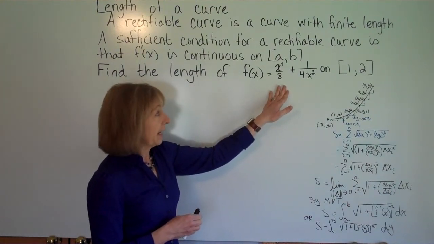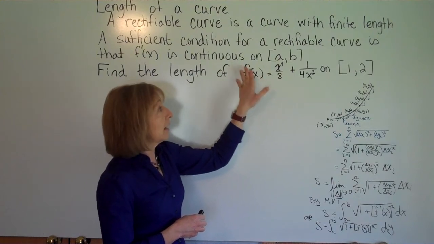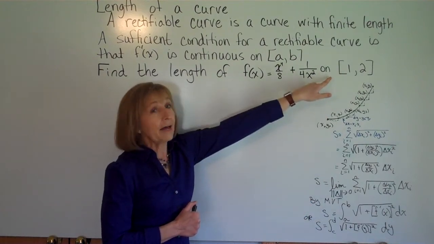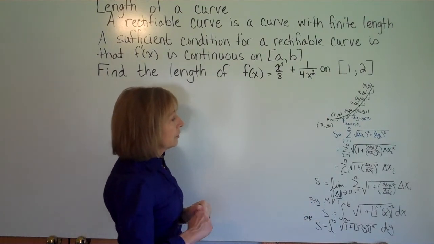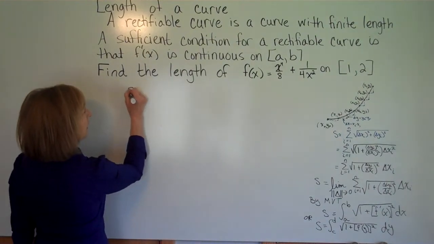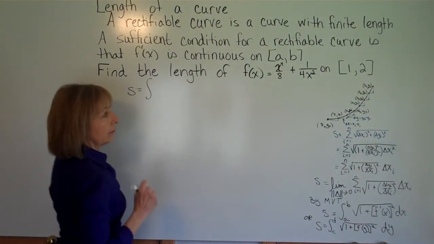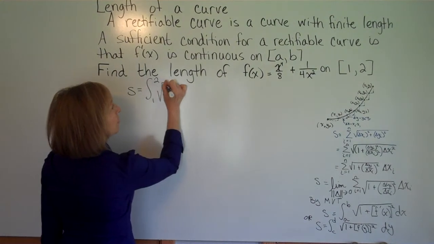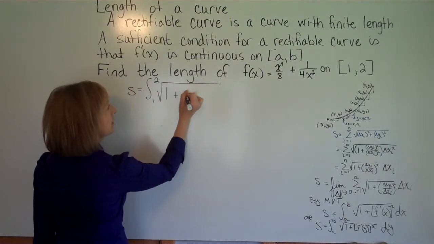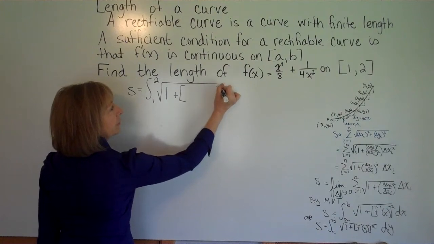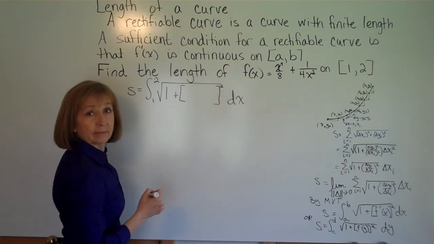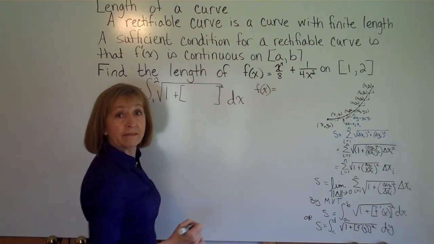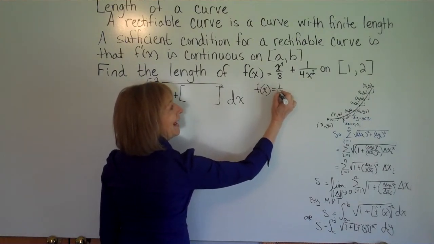So here for our example, we want to find the length of this function, and it's y equals an expression in x's, so it's going to be the first one that we developed, on that closed interval from 1 to 2. So from the formula, my length of the curve is the definite integral from 1 to 2 of the square root of 1 plus, and I need to take the derivative of my function and square it, and dx.